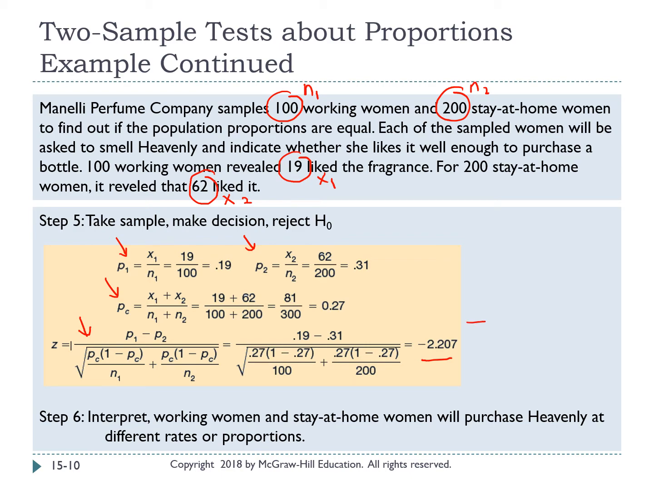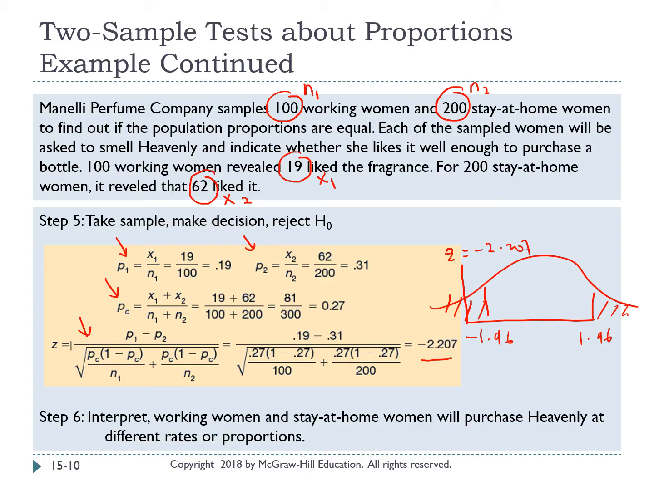statistics. So you have to draw the diagram, right? Okay, so our CV is equals to negative 1.96 and positive 1.96. Our Z value is perhaps somewhere here. Z equals to negative 2.207. So what is your decision? We have to say reject the H0 because Z falls under the rejection region.